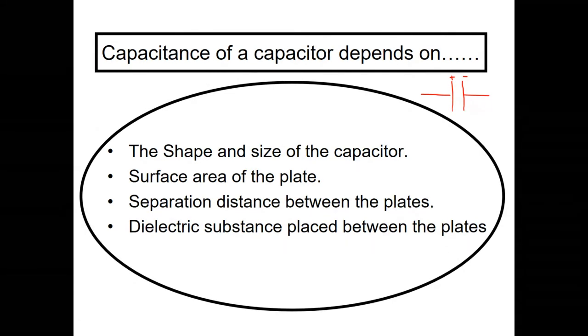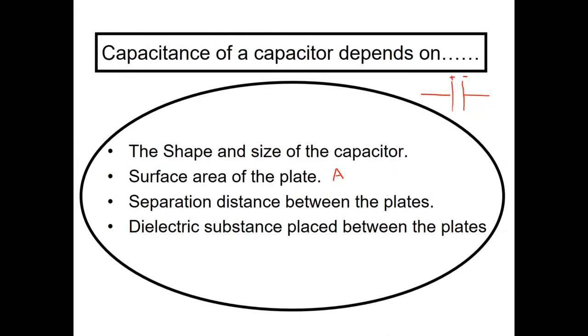Suppose the plate is big in size, how much charge can you store? You can store more charges. And also the shape, circular, square, rectangular. Each shape has a different area, am I right? So if the area is big, you can store more charge. If the area is small, you can store only a small quantity of charges.